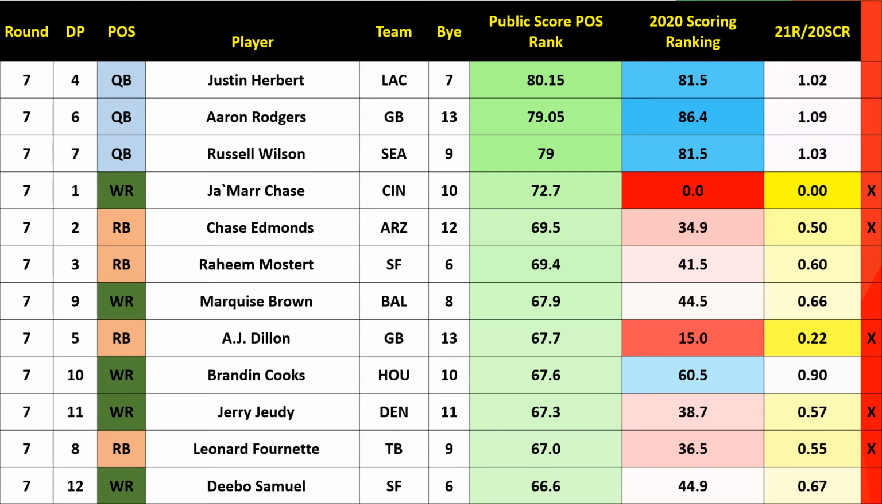Our first rookie WR, Chase, Cincinnati. I don't know, I think you're just being cautious. Hollywood Brown, I haven't taken any of him. Cooks, I've been taking. You know why? Because 0.9. He scored a lot relative to the price. So that is strictly a price play here. Samuel is an okay price play in round 7. So those 2.